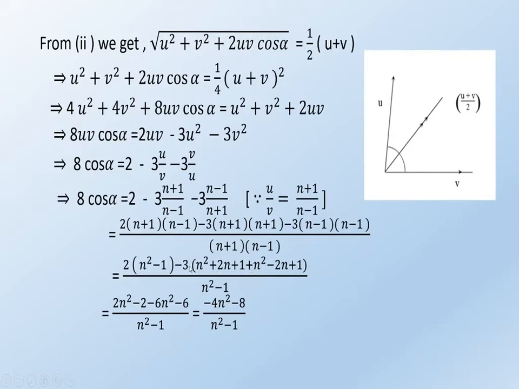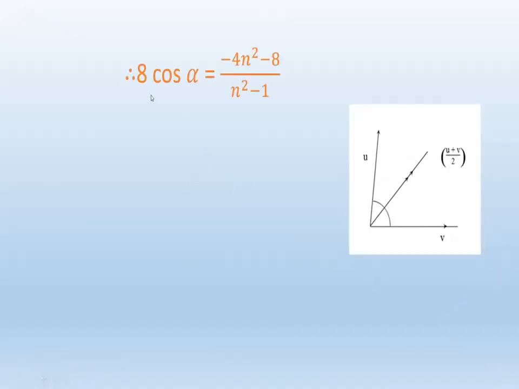And if we multiply it by 3, then we get 6n square. Here 1 plus 1 equal to 2. If we multiply it by 3, then we get 6. And the LCM remains unchanged. Finally, we get minus 4n square minus 8 by n square minus 1. So 8 cos alpha equals minus 4n square minus 8 by n square minus 1. If we take common minus 4, then we get minus 4 into n square plus 2.